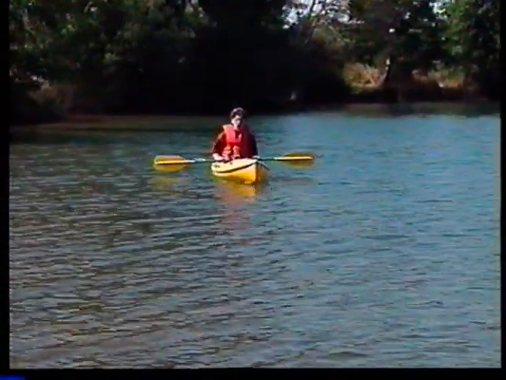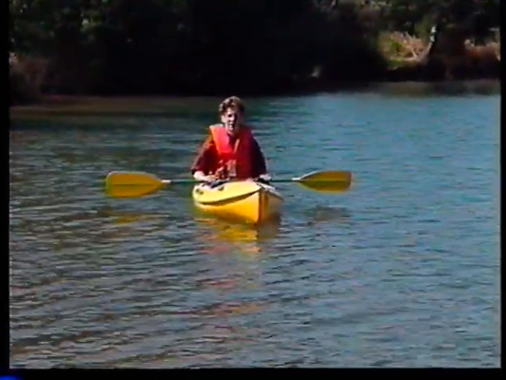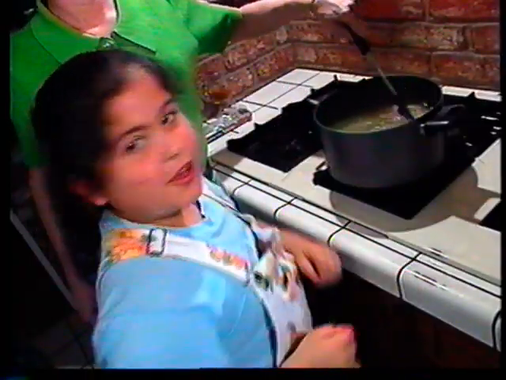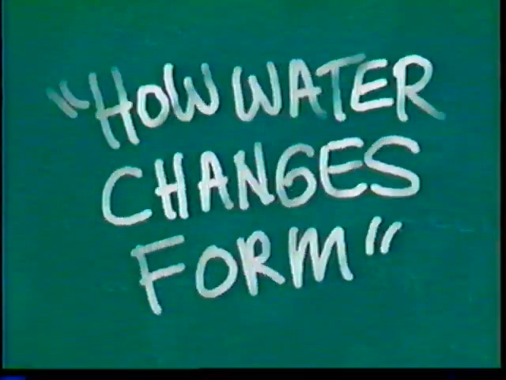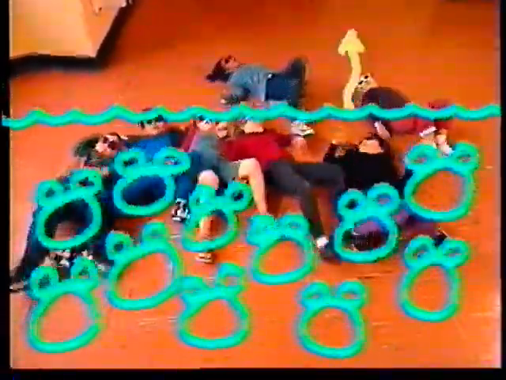After it is accumulated above ground, water does an amazing thing. It changes form. It evaporates. From a liquid, it becomes an invisible gas. What makes water change form? As the sun shines on water, it heats up the water molecules. When the water molecules get hot enough, they evaporate. That is, turn into a gas.